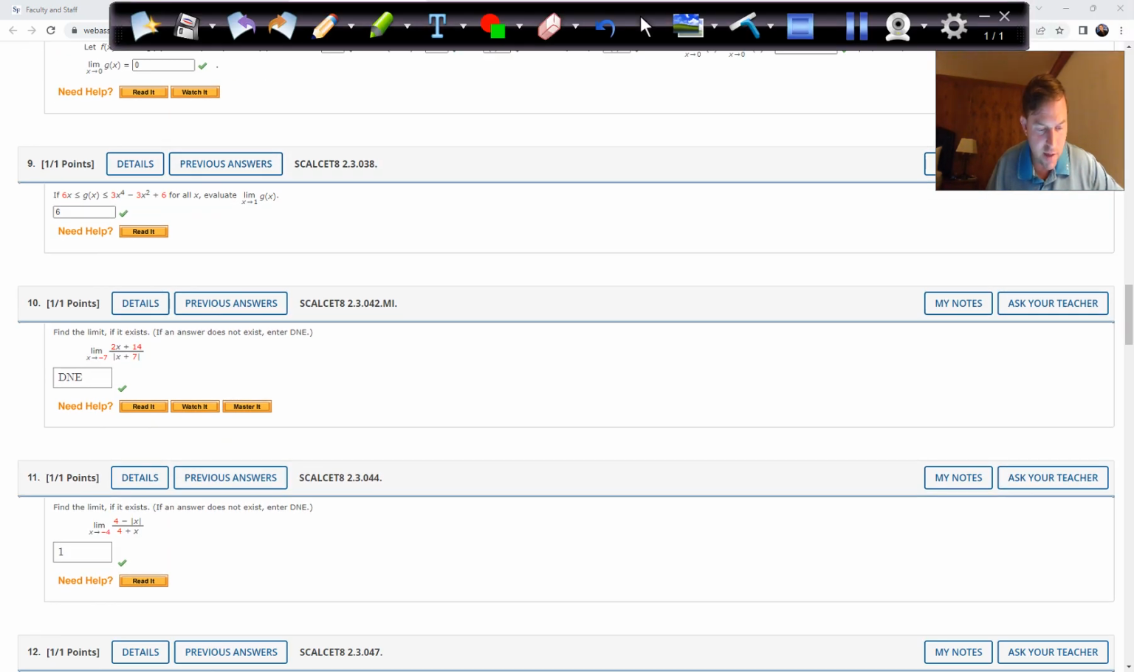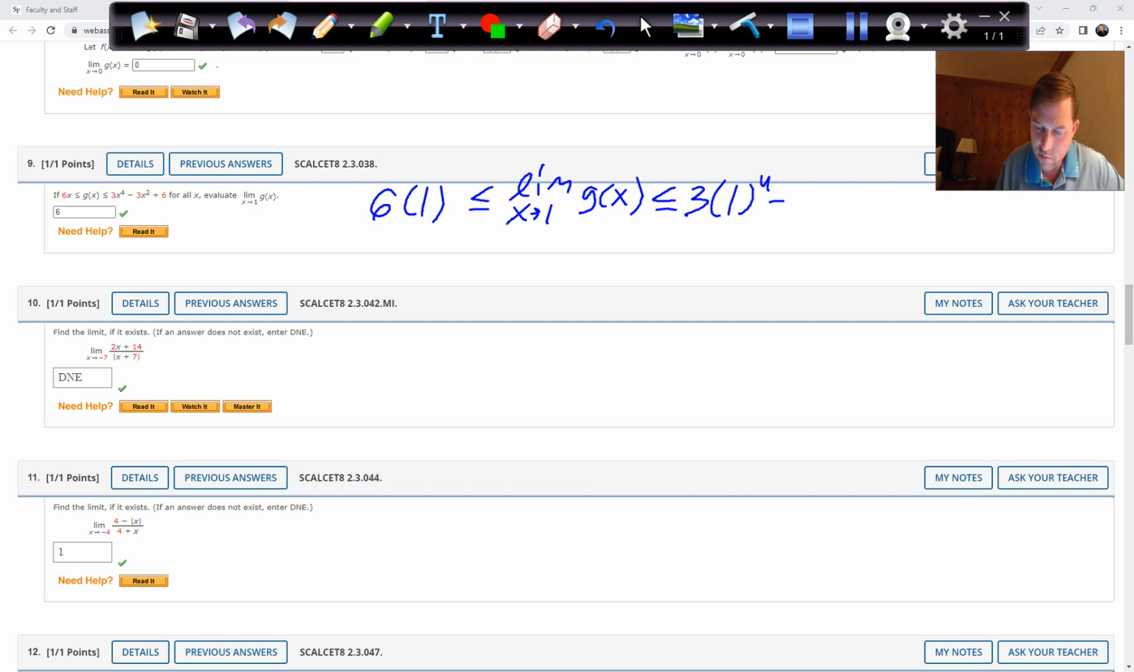Okay, for problem 9, we just have to plug in the value. So it says we've got 6x and we've got this polynomial over here, and we're seeing as g of x approaches 1. So if g of x is being squeezed by these two functions, we just have to plug 1 into the functions and see what g of x should be. So this is going to be 6 times 1 has to be smaller than or equal to the limit as x approaches 1 of g of x, has to be less than or equal to 3 times 1 to the 4th minus 3 times 1 squared plus 6.